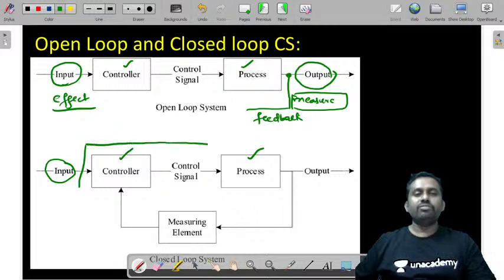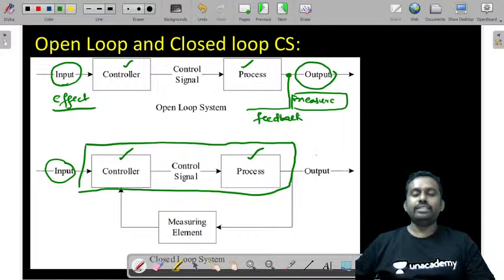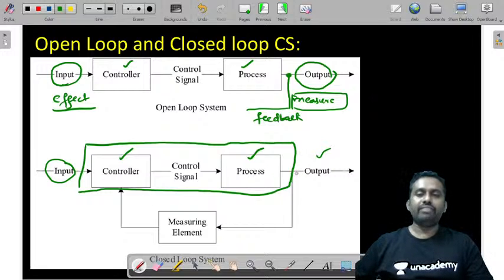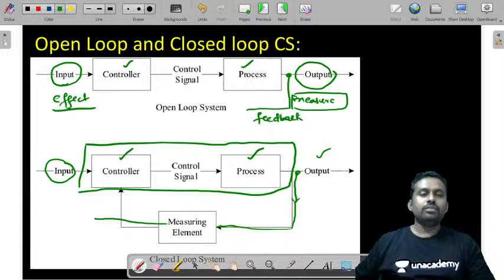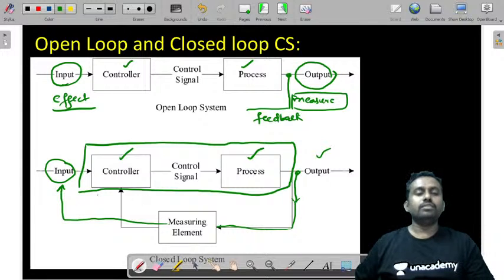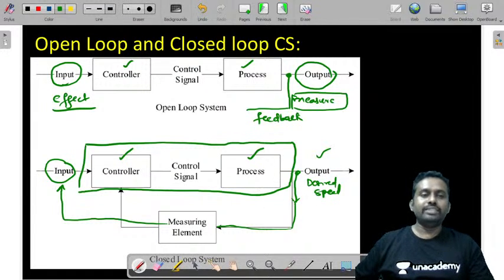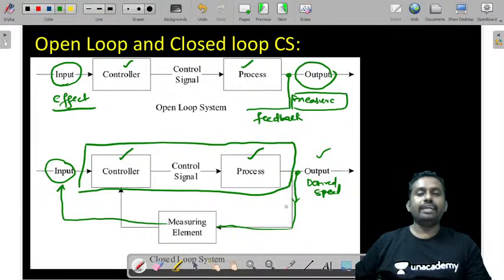This is the forward path. We will call this the forward path, and you'll get some output based on it, and you have some measuring elements. Based on this, you will give this as the input for error correction. You need to get some desired speed, which is not obtained, so you will give that error back to the input for correction.